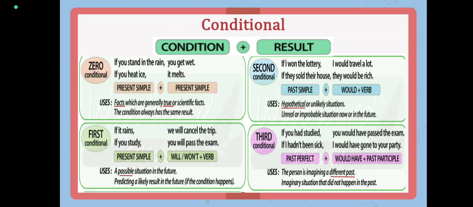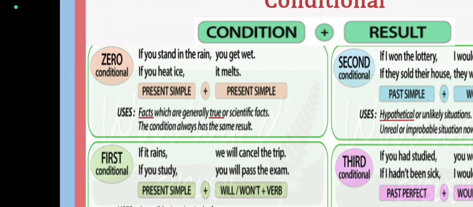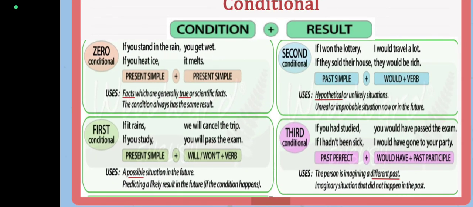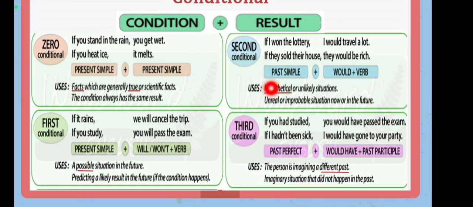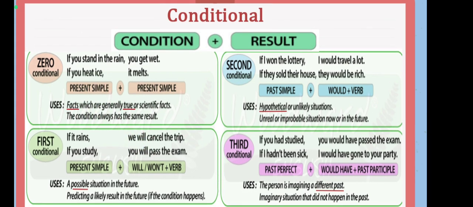Now let's look at conditionals. Remember, conditionals always have a conditional clause plus a result clause. So we always have two clauses in the same sentence. Remember, we have many conditionals: zero conditional, first conditional, second conditional, and third conditional. For today's class, the important ones are second and third conditional. And what is the main difference between all the conditionals? It is the verbal tense.